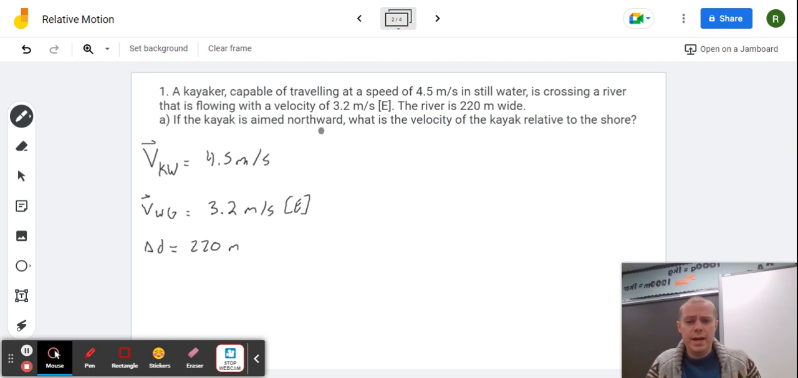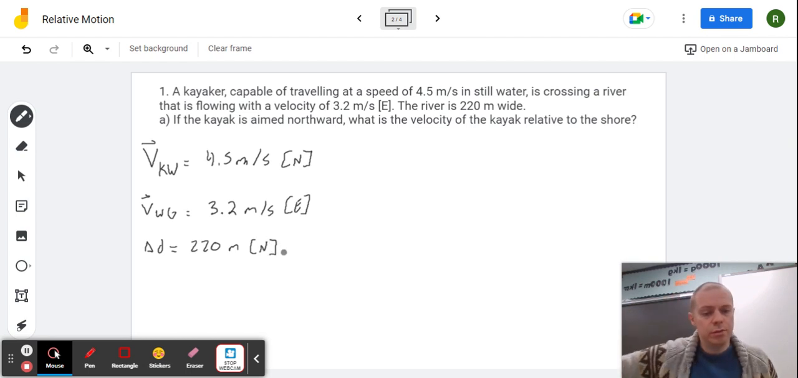If the kayak is aimed north, so it's heading north, what is the velocity of the kayak relative to the shore? That means the width of the river is also north.